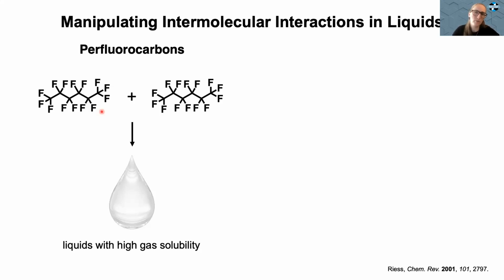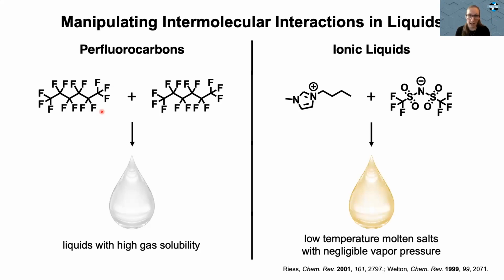And so what we want to do is try to combine some of the aspects of perfluorocarbons with another class of liquids called ionic liquids. These are a bit more funky. Ionic liquids are composed of bulky organic cations and weakly coordinating anions. And the thing that they're known for is being salts that are still liquid at room temperature. And they have very, very low vapor pressures.